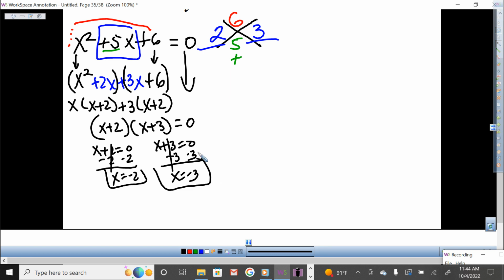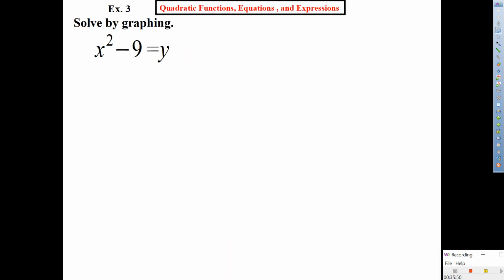Woo, let's go. From 1 to 5, how comfortable are you with factoring now? So we got square roots, we got factoring. What are we missing? Graphing. Let's go, our favorite. Copy this one, please. Example number 3. Oh yes, our favorite. x squared minus 9 equals y.